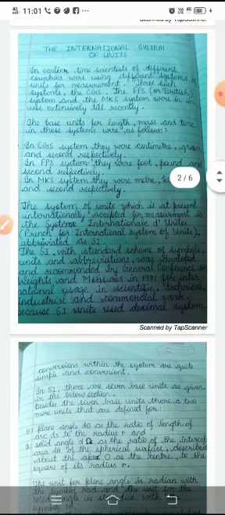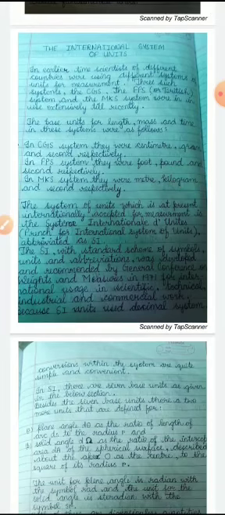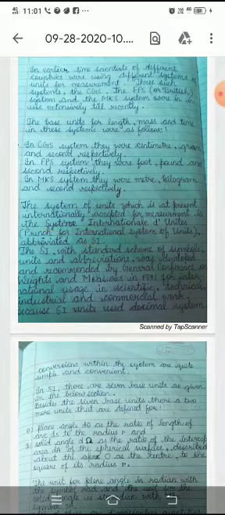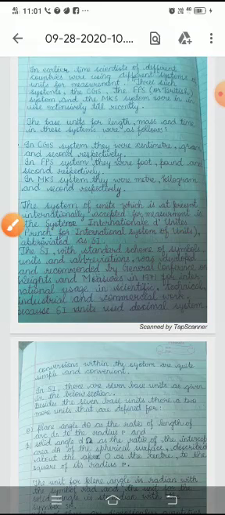The system of units which is at present internationally accepted for measurement is the Système International d'Unités. This is called SI units. System International is a French term.